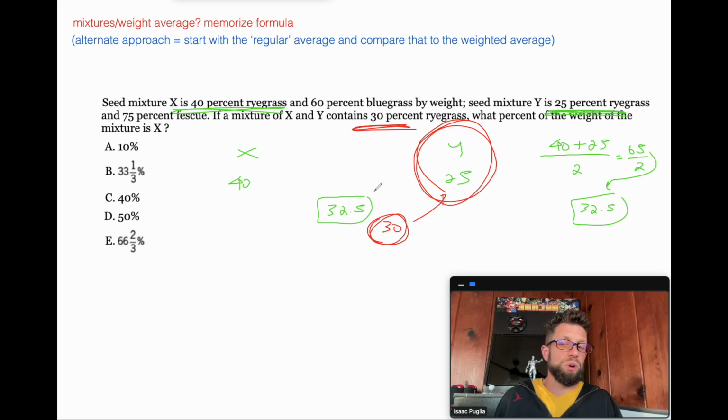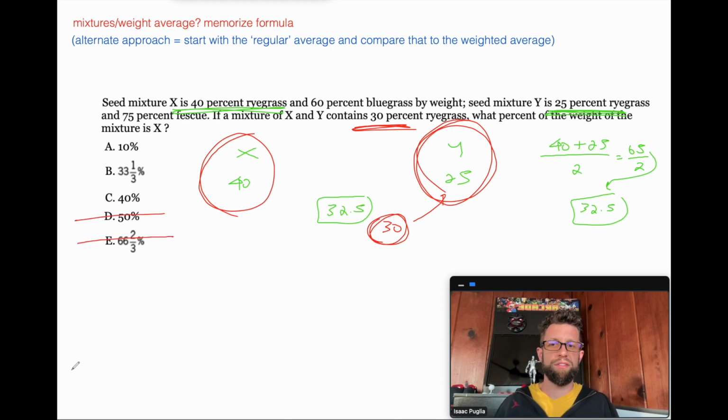So how does that help us? Well, if you're the slash and burn guessing type, then you're looking at x thinking there's got to be less x in the mixture. So you're thinking it's definitely not D and it's definitely not E, and A is just way, way, way too small. If there was only 10% x and 90% y, then we'd be a lot closer to 25 than we are right now.